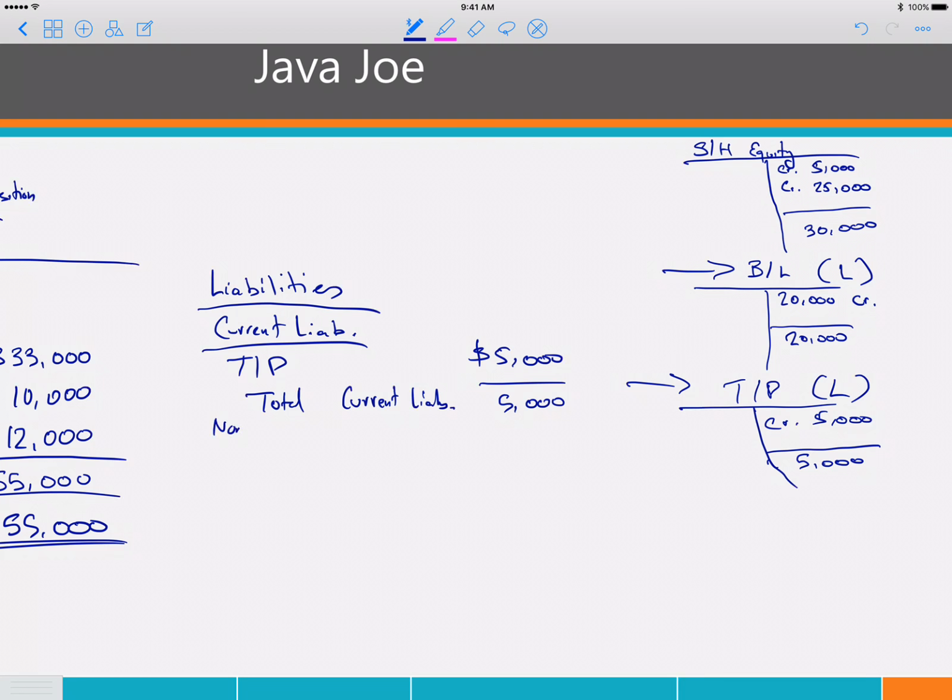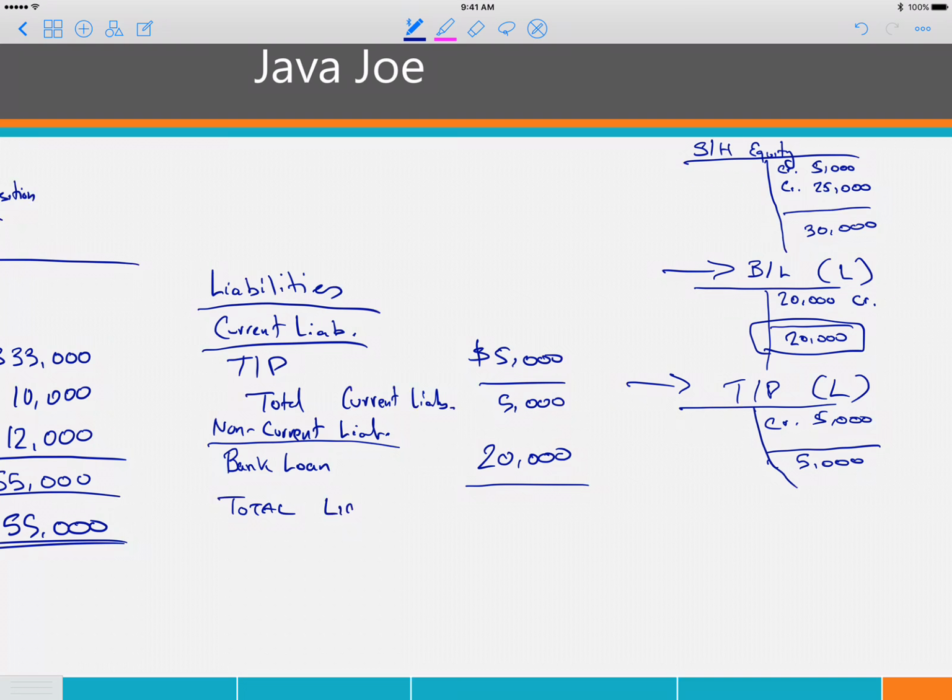Now we are going to add up our non-current liabilities. Now typically bank loans are given for a few years. It could be 1 year, 5 years, 10 years. We don't know exactly how long the bank loan is, but we can safely assume that the bank loan is a non-current liability. So bank loan for $20,000. So we're going to add the $5,000 and the $20,000, and that will give us our total liabilities of $25,000.